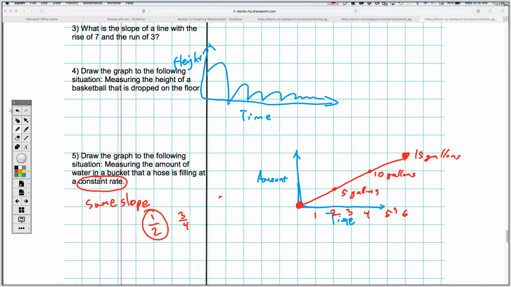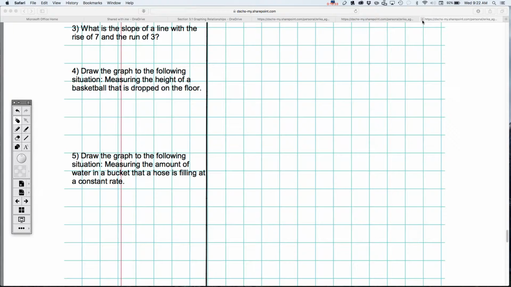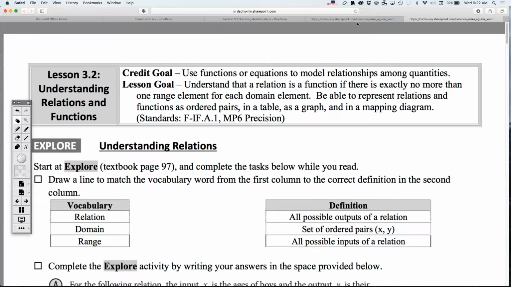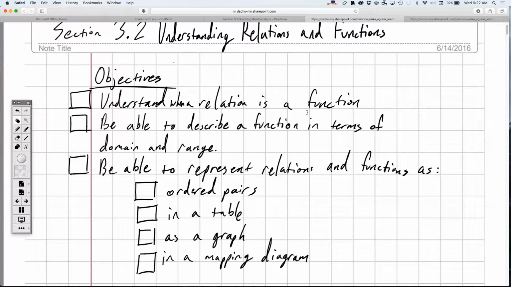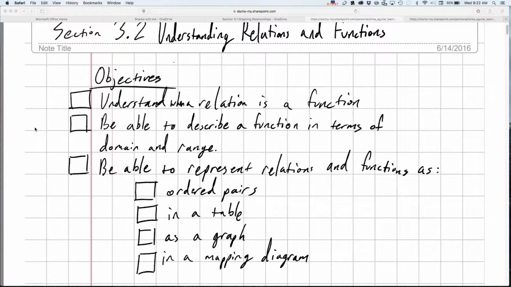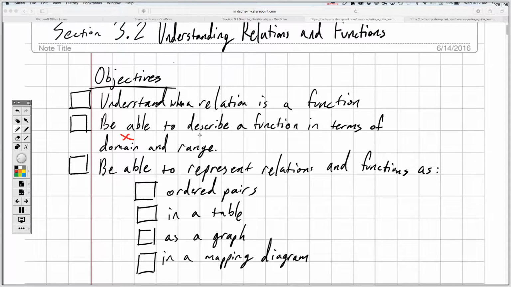Okay, go to section 3.2. 3.2, this one right here. Our objectives for this section, we have to understand when a relation is a function. Be able to describe a function in terms of domain and range. So your domain and range, go ahead and write this on your paper. Right, domain is your x, range is your y. To get this section, you need to know that. What's your domain? What's your range?